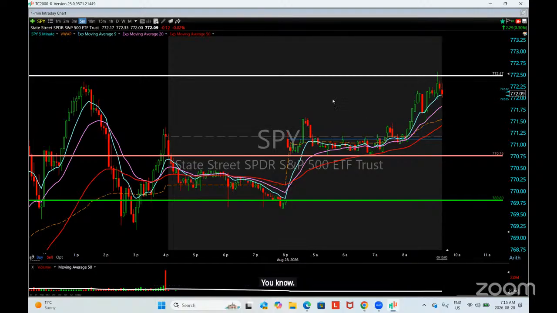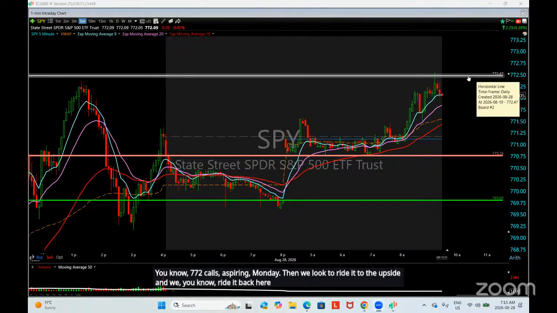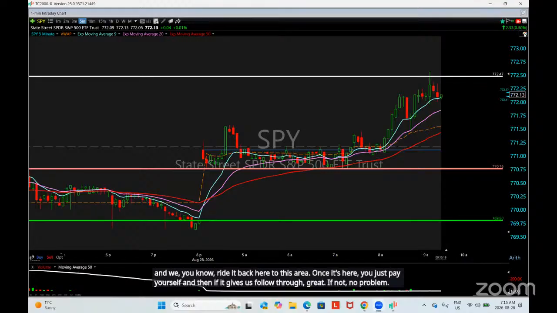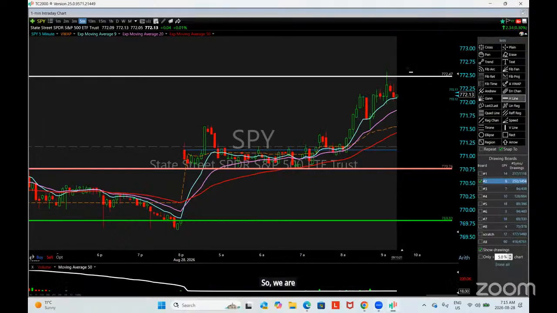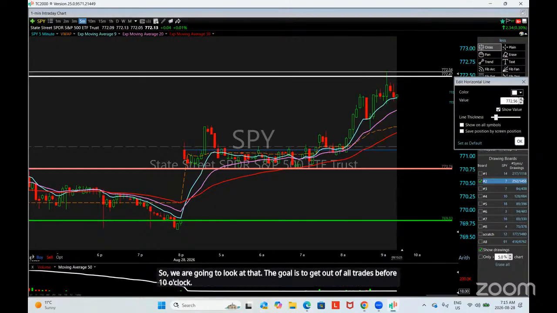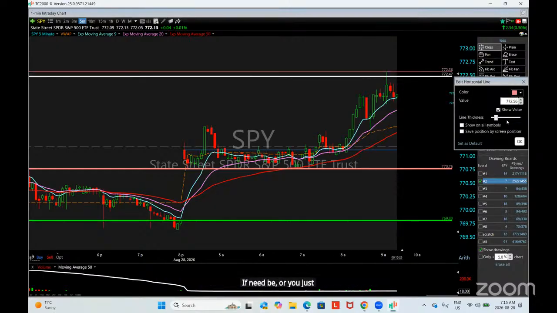We get like 772 calls expiring Monday. Then we look to ride it to the upside, and we ride it back to this area. Once it's here, you just pay yourself, and then if it gives us follow through, great. If not, no problem, right? So we are going to look at that. The goal is to get out of all trades before 10 o'clock if need be, or you just stay in cash and then wait and see what the Fed chair has to say.